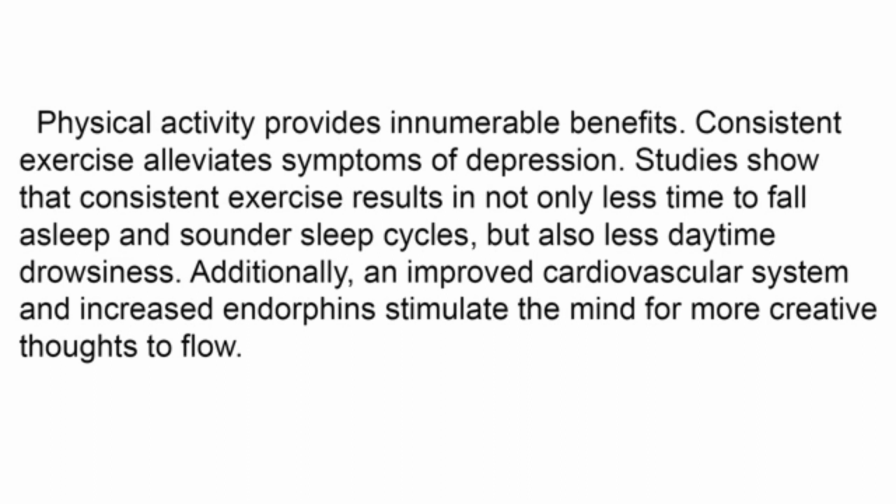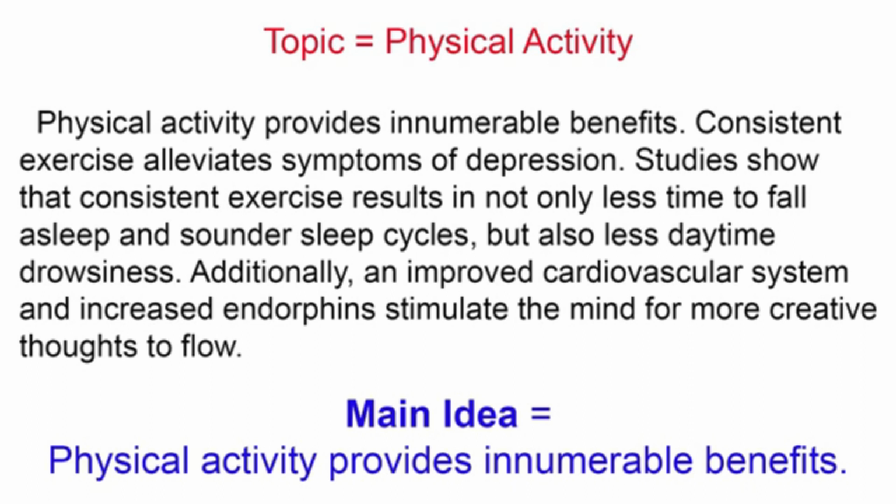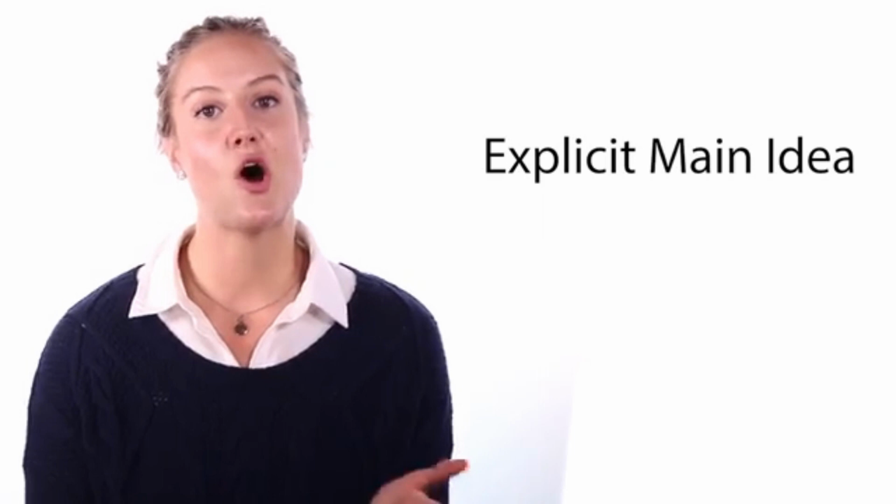The topic is physical activity. The main idea is physical activity provides innumerable benefits. In many paragraphs, the first sentence states the main idea. When the author states the main idea, it's called an explicit main idea. But the main idea is not always in the first sentence.